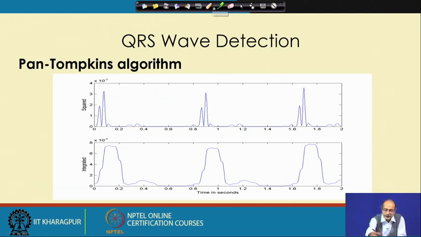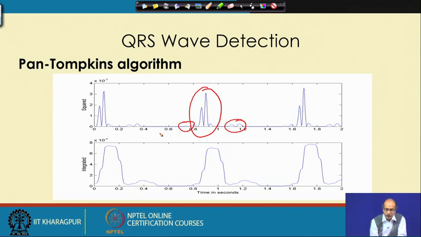now we get the effect that the R wave gives multiple peaks that are much higher than the peaks created by the T wave. And you see that the P wave is hardly visible, almost nothing is there.